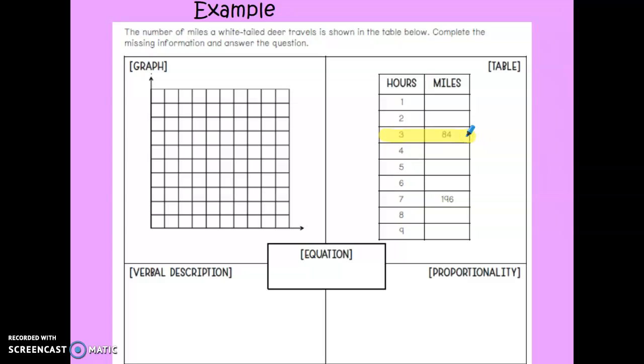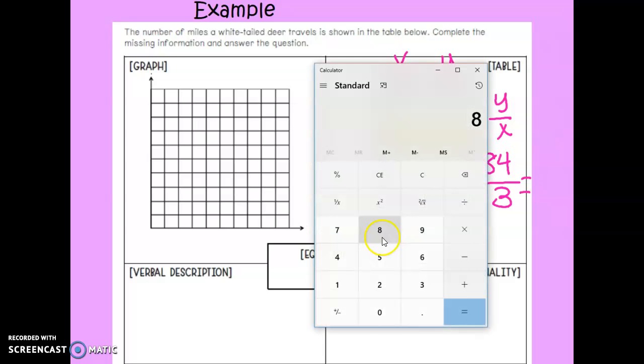Okay, so we have to find K for that. And remember, we find K by taking y and dividing by x. Okay, remember, hours or the first column is always our x. Miles is going to be our y or our second column. So y divided by x, I'm going to take 84 because that's my value for y. I'm going to divide by 3. Okay, 84 divided by 3, we can punch that into the calculator. 84 divided by 3 is 28.